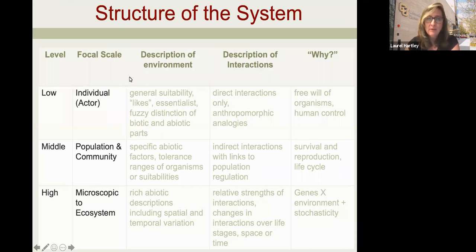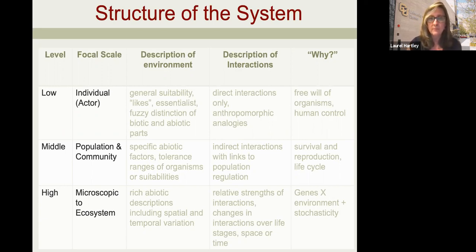So to recap, if we're talking about attributes of the system, lower level students, let's look at the focal scale. So what did they focus on? Lower level students focused on individuals, and they kind of made those individuals actors in their scene. Middle level students focused on populations and communities. So this is a really big transition, going from individuals to populations. That was kind of a hallmark of middle level reasoning. And higher level students could reason across scales, many times very easily, going from a microscopic thing to an ecosystem scale.